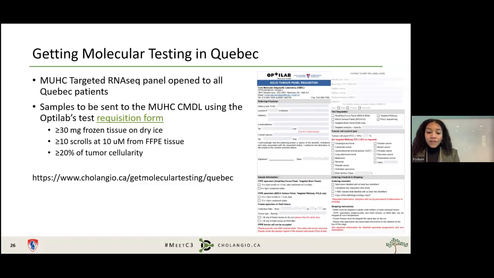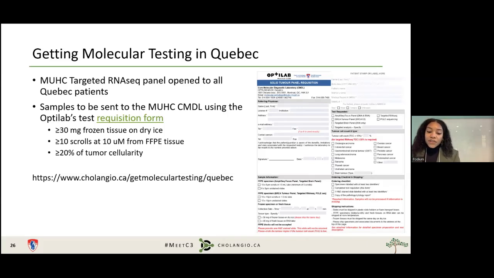The way it is ordered on our side, just like I said, it's accessible to any Quebecois patient who has cholangiocarcinoma. We receive these specimens from any sites. In reality, what actually happens is that it's either a pathologist who diagnoses a cholangiocarcinoma or upon request of the oncologist. They send us the tissue, they fill in this OptiLab based requisition form, which is pretty basic, as you can see, with the demographics and the indication of cholangiocarcinoma.